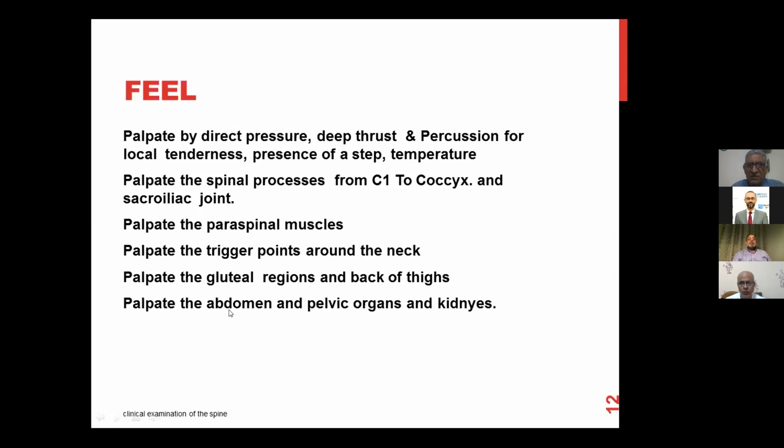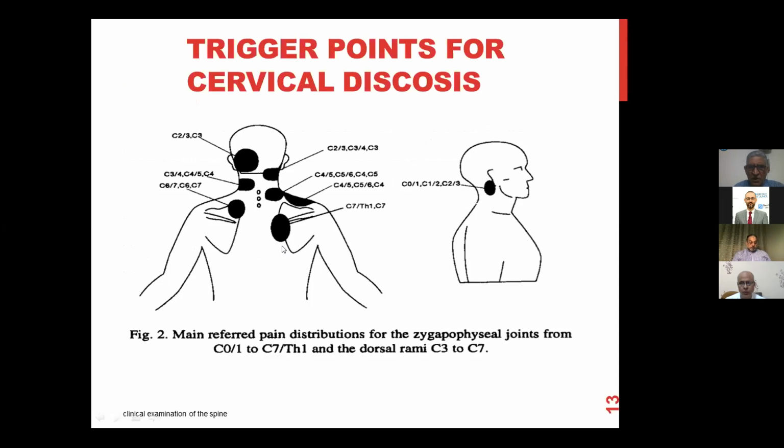We palpate finally the abdomen and pelvic region and the kidneys. These are the sites of trigger points in cervical discosis. By cervical discosis, I mean degenerative changes of the cervical discs rather than traumatic.